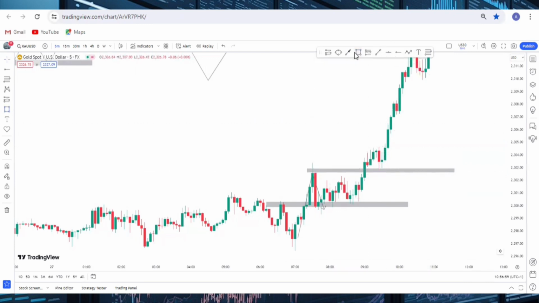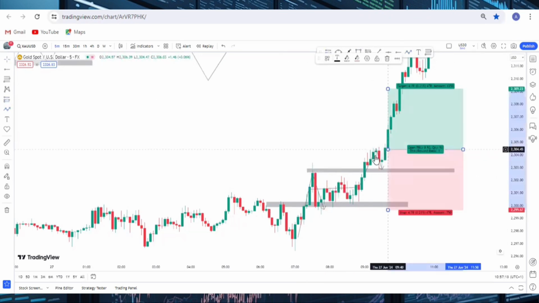Exactly. Now, what do we have here? We have this resistance zone, just like this, all right? Now, the market broke this resistance zone, pulled back to retest here. Then we can look to buy after seeing our candlestick confirmation.